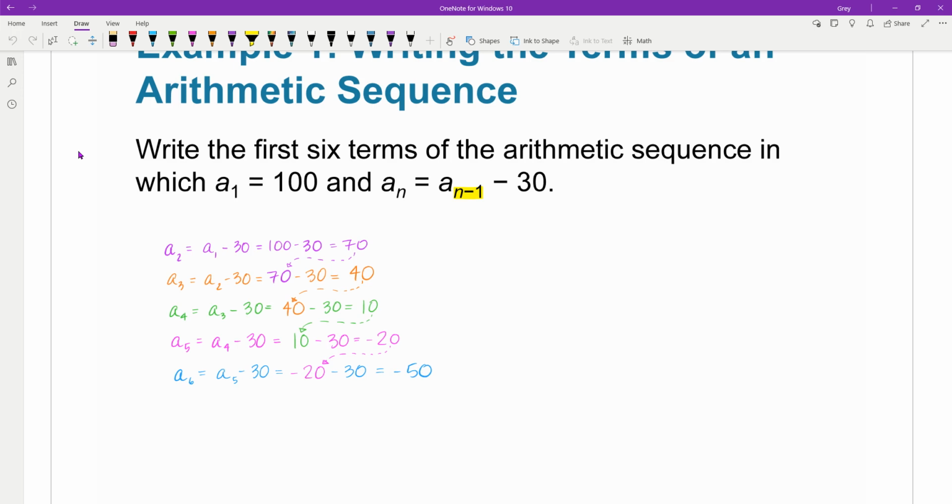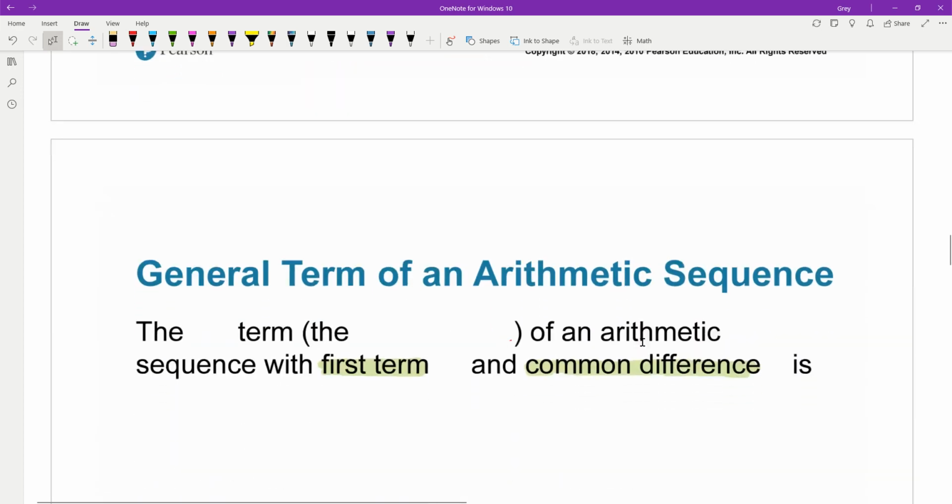Oh, wow, I forgot that one. 100. Let me add that because that's only 5 terms. So I'm sure you won't have any trouble filling that in on MyLab Math. But 100, 70, 40, 10, negative 20, and negative 50. Good move.